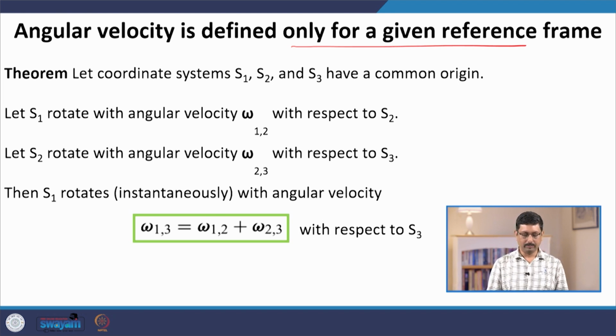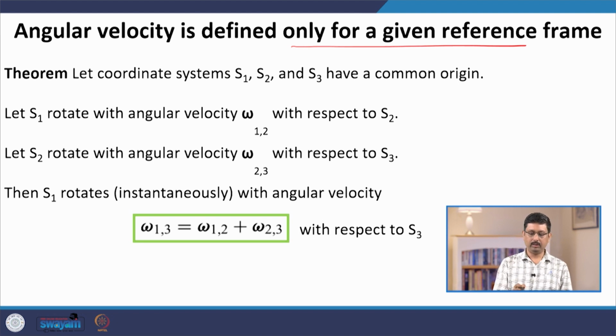This is also true for linear velocity. You have to specify it when you say a car is moving with a speed of 60 km per hour. You are basically saying that the car is moving with respect to the reference frame of the road, but if you are sitting inside the car, it is actually not moving with respect to you at all. So, this is also true for angular velocity.